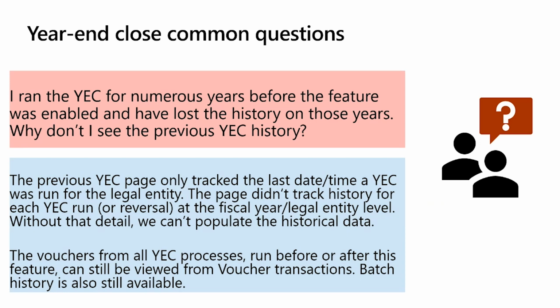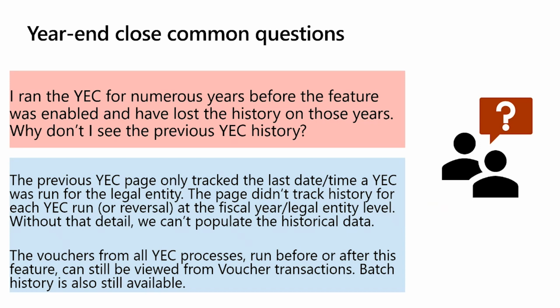Because we didn't have that detail, we really did not have a good way to populate that historical data in the new UI when you install or start using the new feature. Now, I want to also give a reminder that the vouchers from those previous year-end close processes are still maintained. They're still there by going to the voucher transactions window. You can put the voucher number in and actually view the original vouchers that were posted for those previous year-end closes. So that has not been removed.